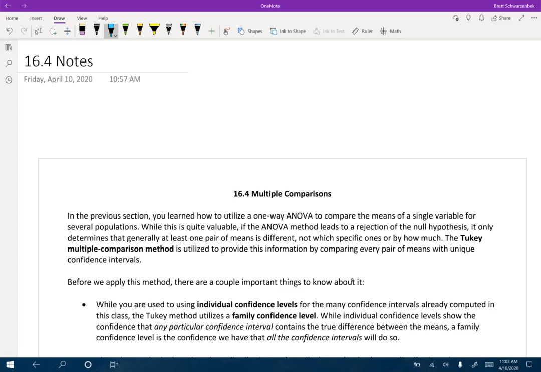Okay, so this is the 16.4 notes in the ANOVA section for statistics honors. In the previous section, we talked about when you had an ANOVA, let's say you had 4 populations, just as an example, right? The null is always a statement of equality, so we're basically saying the means are the same across all 4 populations, and the alternative is that not all means are equal.